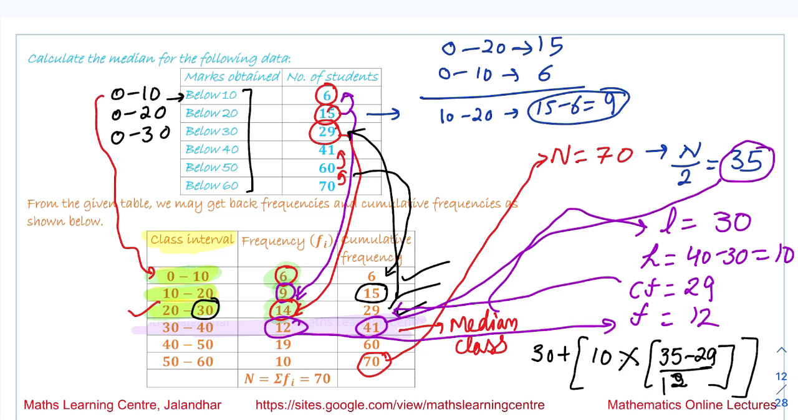Now on solving these values, we are going to solve this part of the bracket first. So it is 35 minus 29 by 12. You will solve this value first. Then you will multiply this value with 10, and then you will add this answer to 30, and the final answer you obtain on solving this will be 35. So the median of this data is 35.